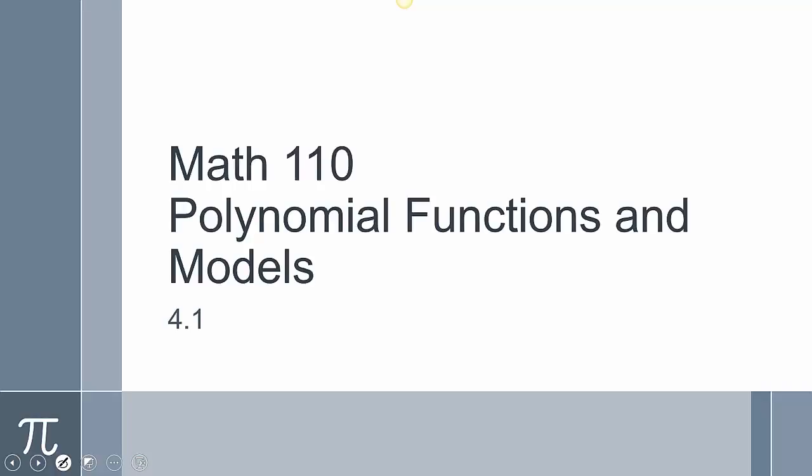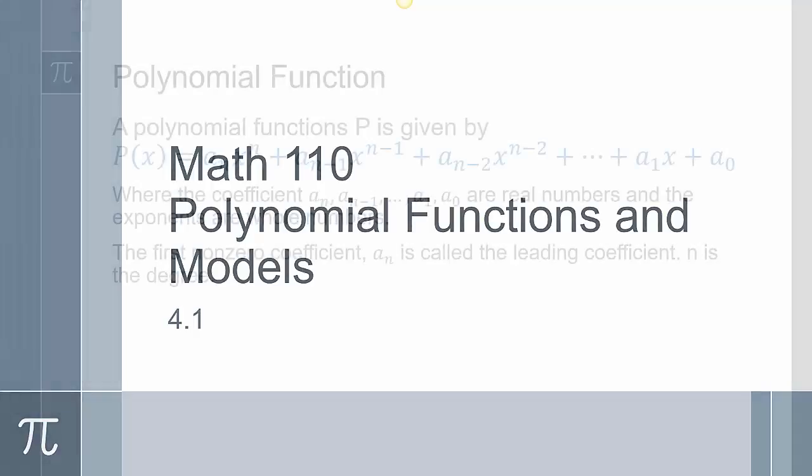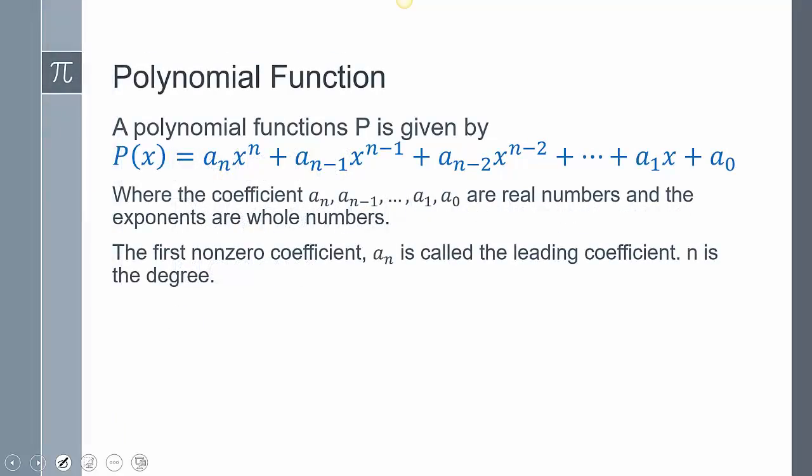Math 110, Polynomial Functions and Models, Section 4.1. This is the definition of a polynomial, and it's the generic form. Basically, every single polynomial is a piece of this, per se. It's every single possible combination of polynomials that could possibly exist. That's basically what this definition is saying.